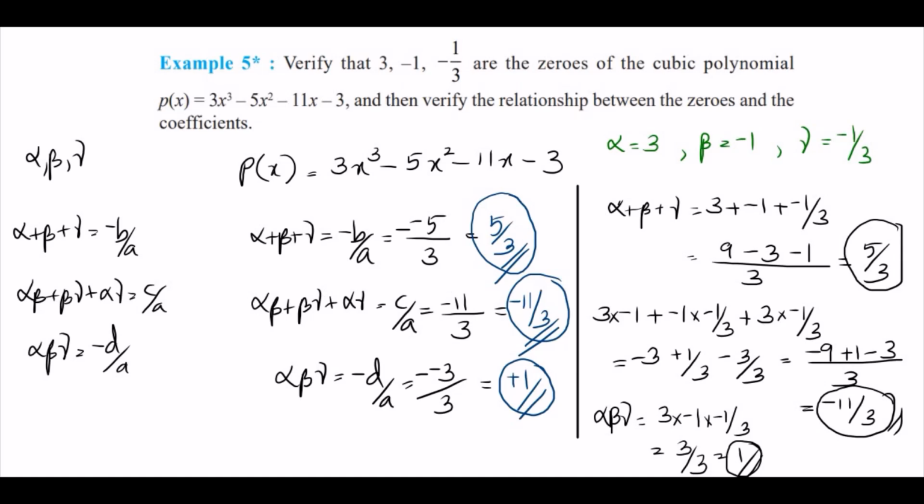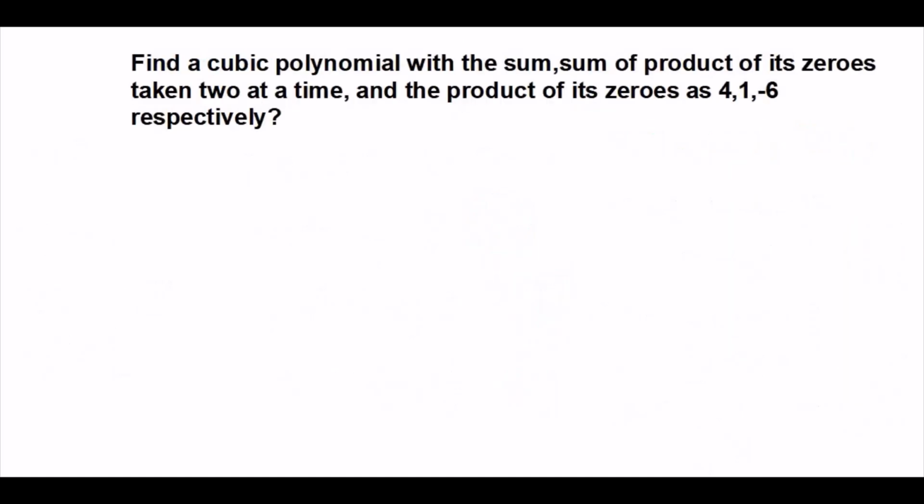Now let's check the last type of question that is asked for this cubic polynomial. So that is, find a cubic polynomial with the sum of product of its zeros taken 2 at a time, and the product of its zeros as 4, 1 and minus 6 respectively. So here you have to find the cubic polynomial. You are given the sum of the zeros and the product of the zeros and the sum of product of its zeros taken 2 at a time.